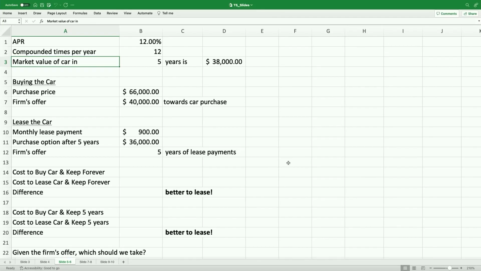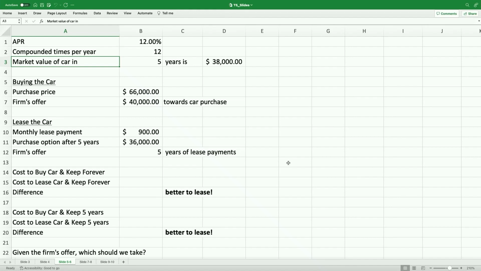And we have the primitives of the problem. Let me just repeat them for you. The interest rate throughout this problem is an APR of 12%, compounded 12 times per year. So in your head, you should automatically think, okay, that's 1% per month. That APR divided by the number of compounding periods per year. So our discount rate throughout is going to be 1% per month. The market value of the car in 5 years is $38,000.